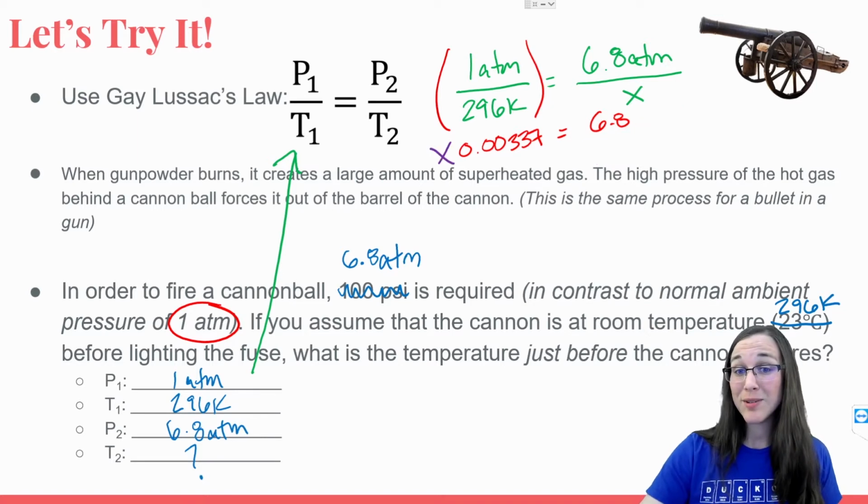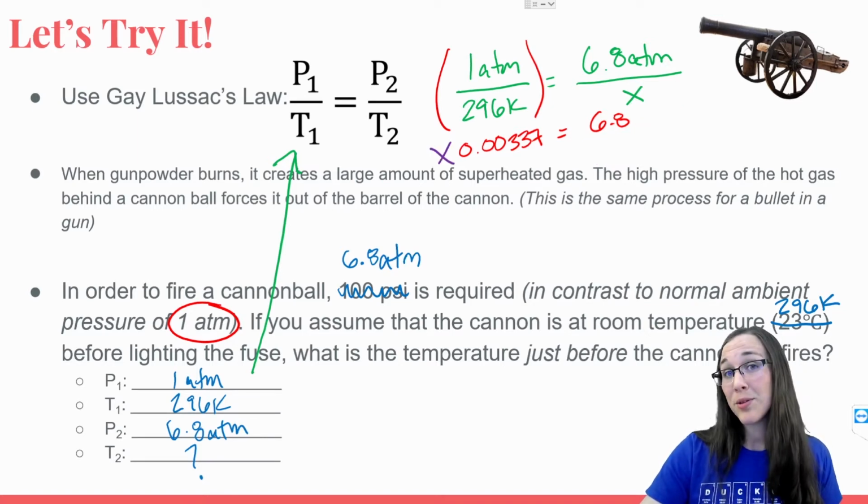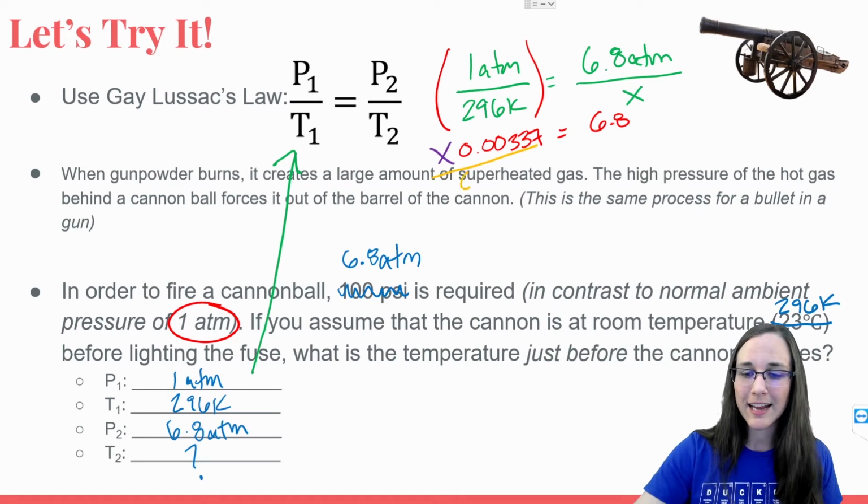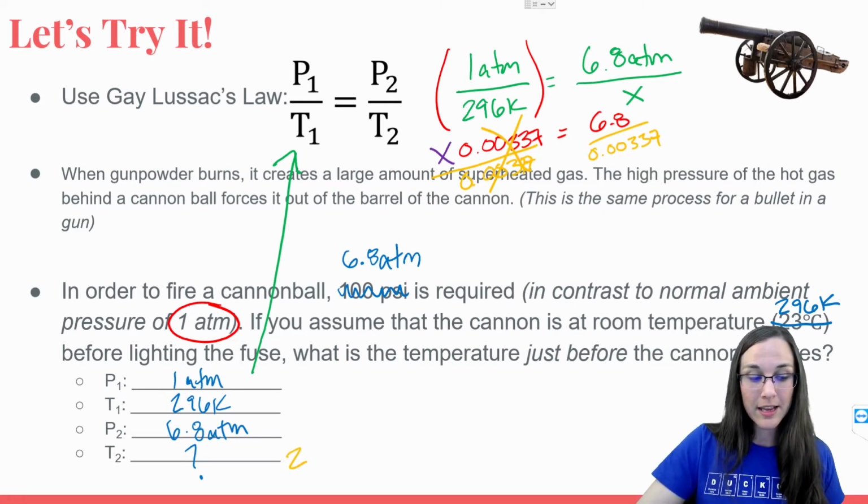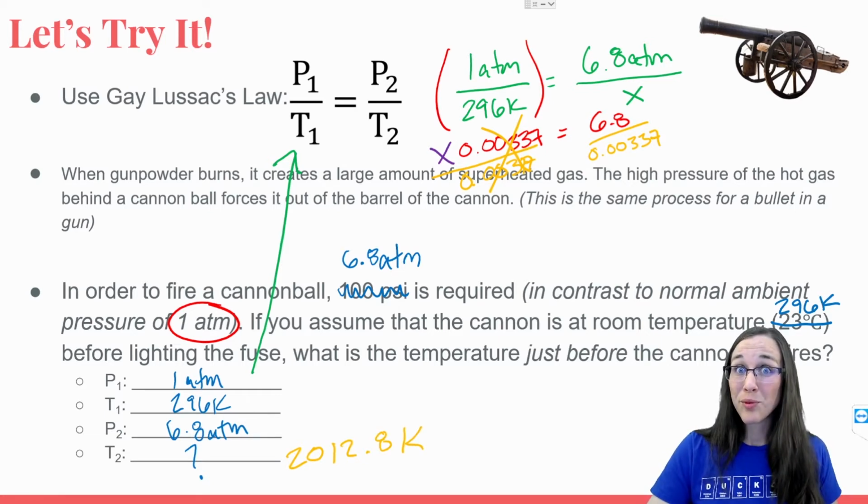Now all I have to do is divide off the 0.00337 from both sides to get x alone. And I end up with a T2 of 2012.8 Kelvin. Now that's really, really hot. Just how hot? Let's convert it back to degrees Celsius to get a better idea.